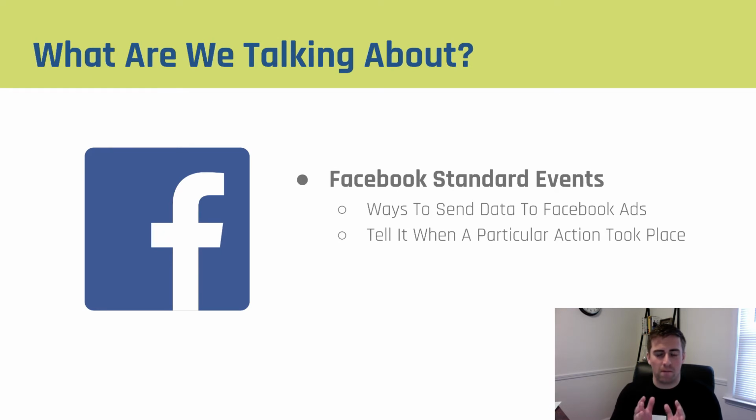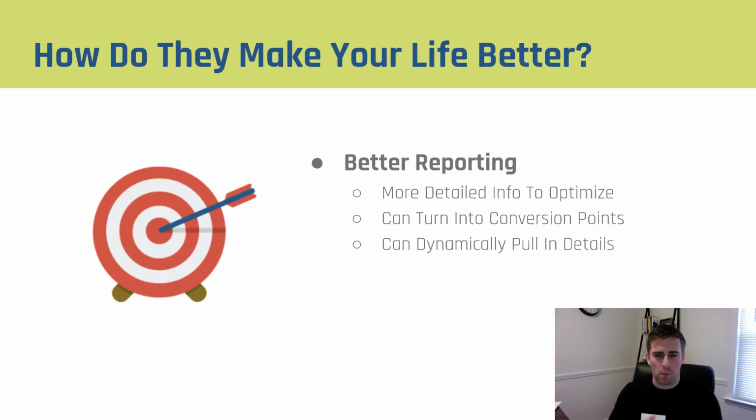So in this video, we're talking about Facebook standard events, and they are ways to send data to Facebook ads telling them when a particular action took place. The reason that Facebook standard events are so helpful is that they help you have better reporting. They give you more detailed information to optimize your campaigns to. They can turn these standard events into conversions, so you can actually use them as a website conversion optimization point. And finally, they can dynamically pull in details like purchase price to feed the information back to Facebook ads to maximize your ROAS, your return on ad spend, and your ROI, your return on your total investment. So they make a really big difference as far as reporting and optimizing your campaigns.